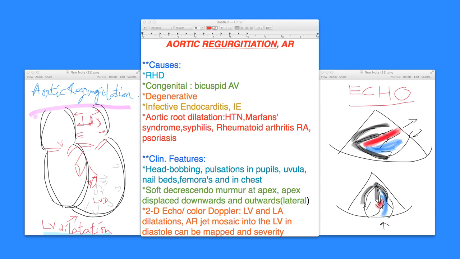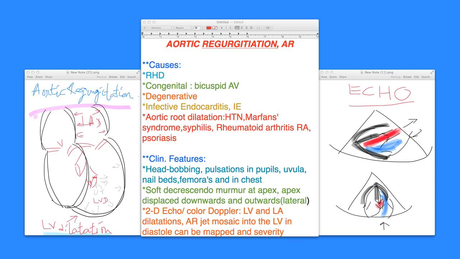On the 2D echo, one sees LV and LA dilatation, and the AR jet. The AR jet, because in diastole, the jet will be appearing like a colored mosaic pattern in this region. And depending upon how severe it is, how intense it is, and how far it goes into the cavity or towards the apex, will determine the severity of the aortic regurgitation.